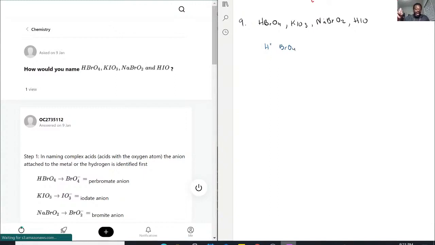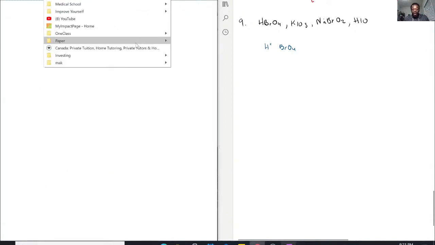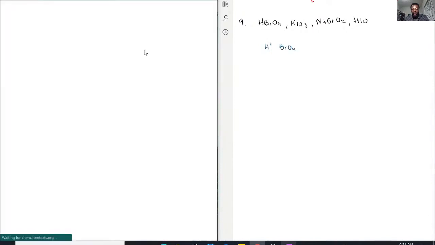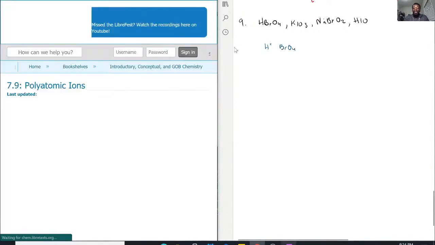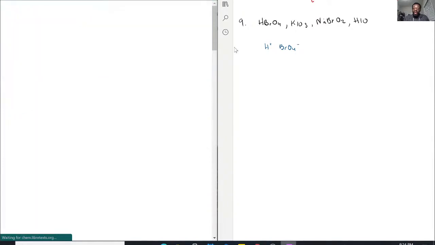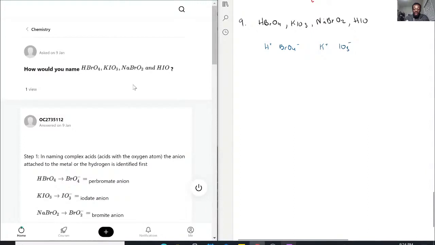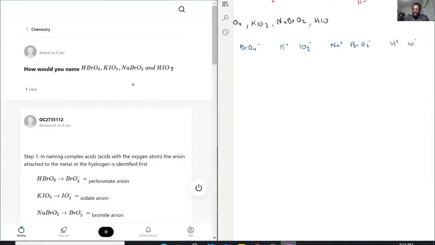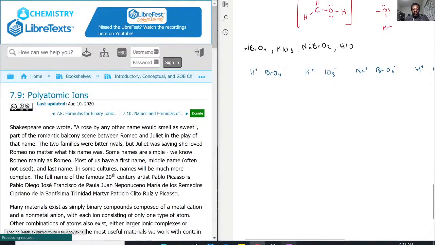Okay? And I do actually conveniently have a list of ions we can refer to. Okay? Polyatomic ions. As soon as that loads, because this will be H plus and BrO4 minus. We have K plus and IO3 minus. We have Na plus and BrO2 minus. And then we have H plus and IO minus. So with that being said, let's see what we can find on our polyatomic ions list.